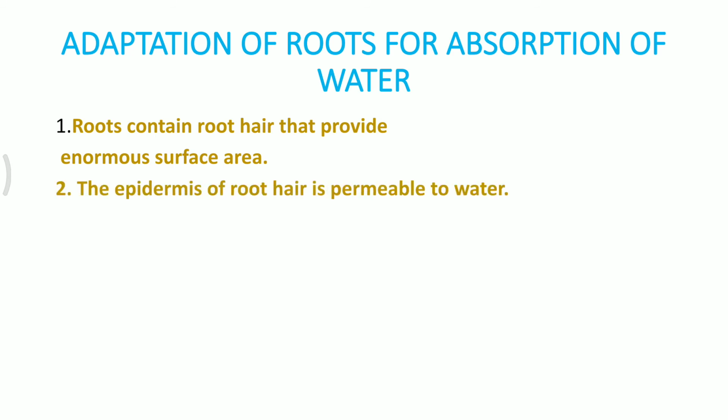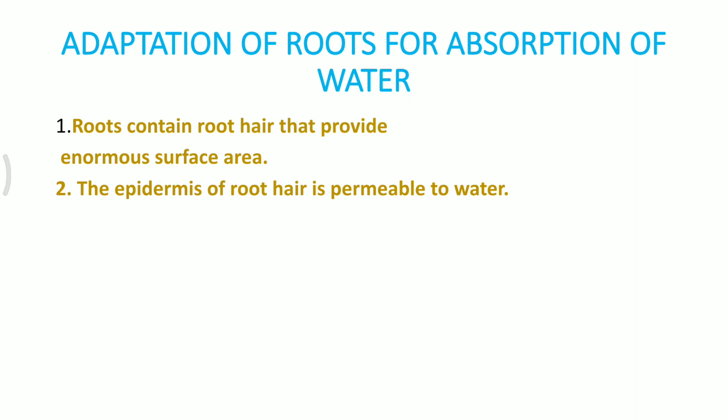The epidermis of root hair is permeable to water. So the epidermis is the outer layer of root hair, and it allows the movement of water very easily inside, because it is made up of very thin cellulosic walls, and these cellulosic walls allow the movement of water within them.